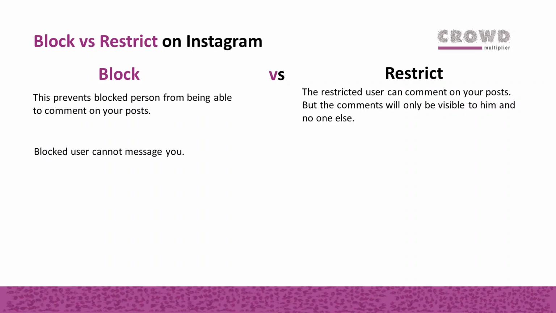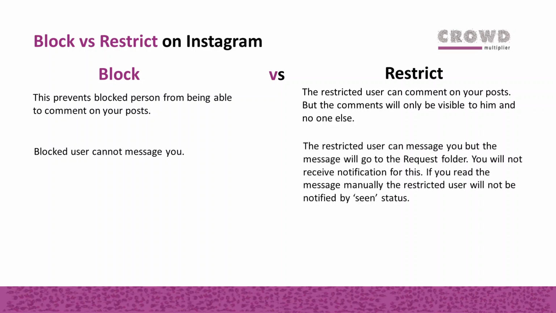A blocked user cannot message you, but the restricted user can message you, but the message will go to the request folder. You will not receive any notification for this. If you read the message manually, the restricted user will not be notified by a seen status. So this way, again, if the spammer is sending direct messages to you and he is assuming that at some point of time you would be reading and replying to that, you can read and still he will not have any idea if you have gone through his message.